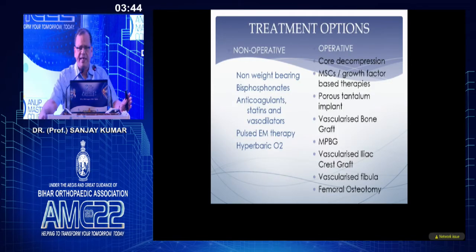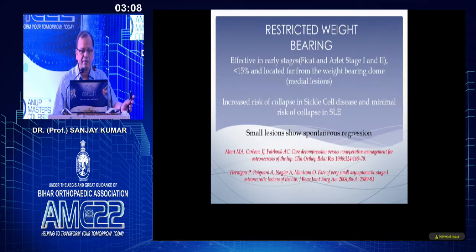So in the pre-collapse stage, what are the treatment modalities? Non-weight bearing, bisphosphonates, anticoagulants, vasodilators, pulsed EM therapy, and hyperbaric oxygen. I will come to them one by one. And the operative options are core decompression, and along with core decompression, mesenchymal cells, growth factor based therapies, porous tantalum implant, vascularized bone grafts, MPPG, vascularized iliac crest graft, vascularized fibula graft, and different kinds of femoral osteotomy.